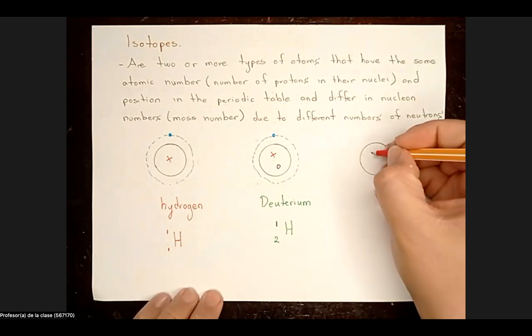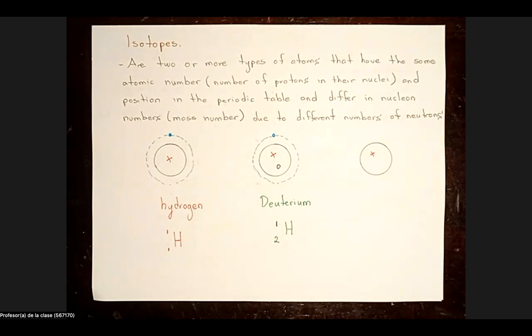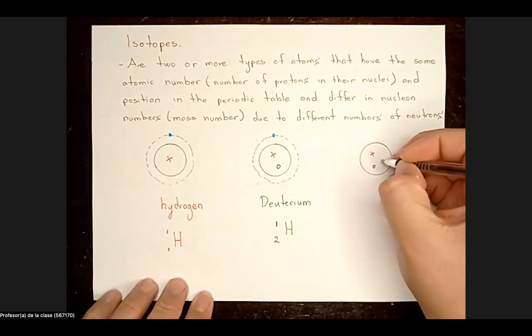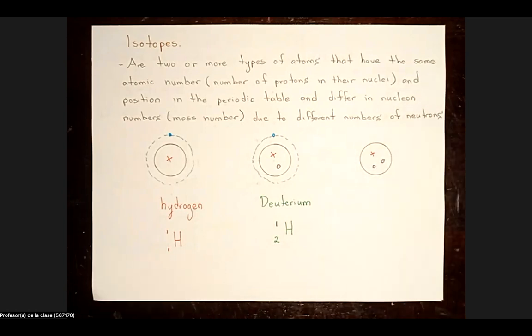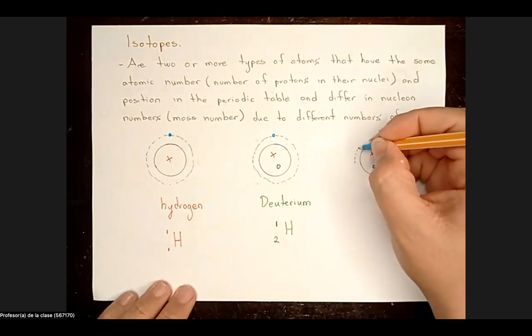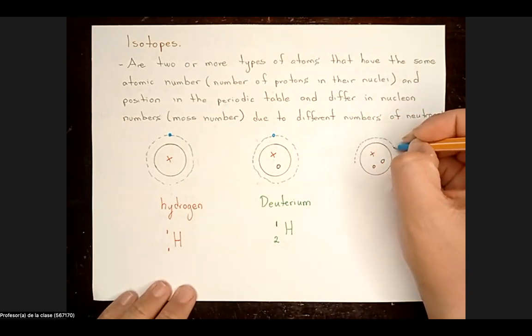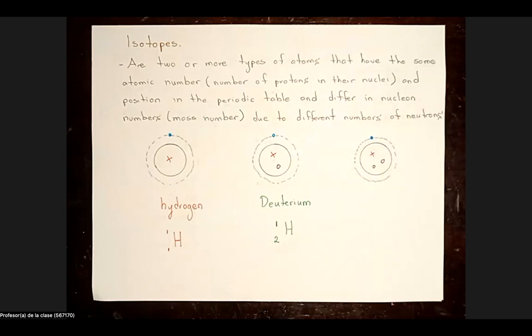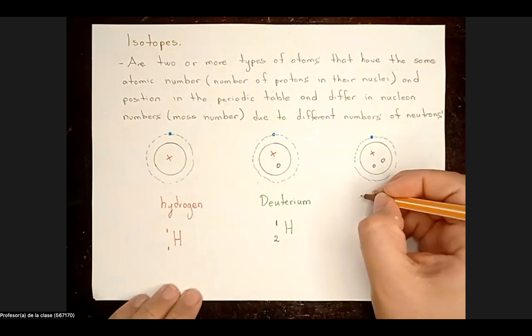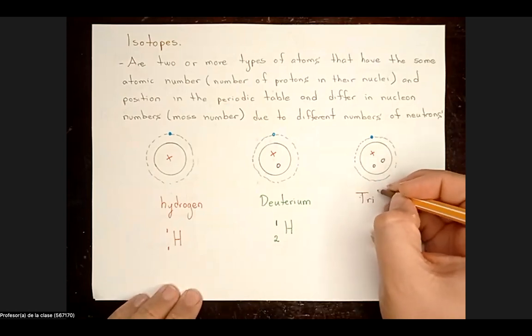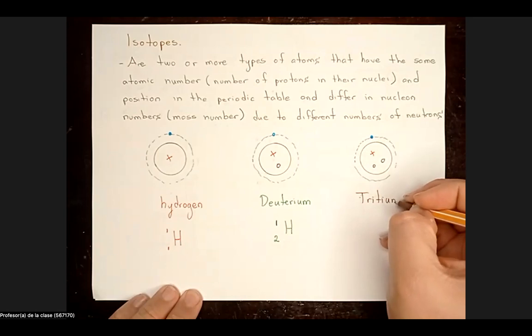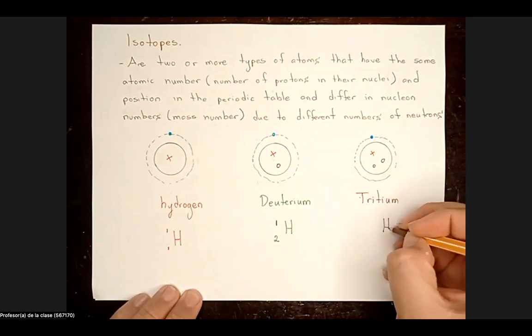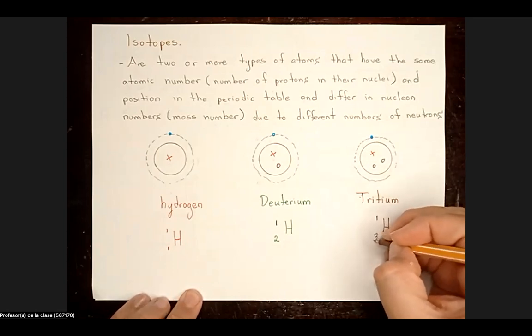And what happens if I aggregate not one, but two neutrons? Protons and electrons don't change. So I am making another isotope. It's called tritium. It will be represented as H, 1, 3.